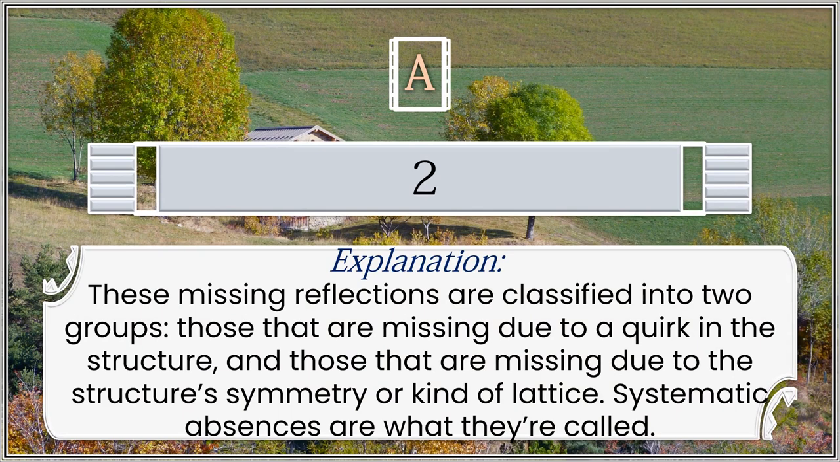The answer is 2. These missing reflections are classified in two groups: those that are missing due to a quirk in structure, and those that are missing due to the structure's symmetry or kind of lattice. Systematic absences are what they are called.